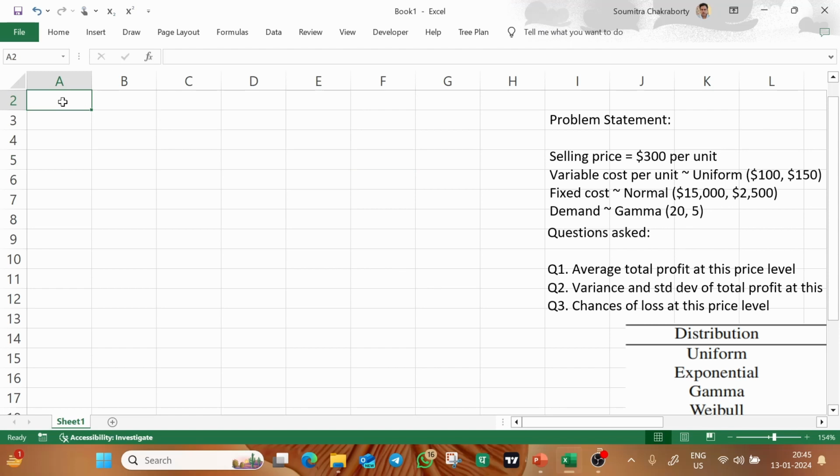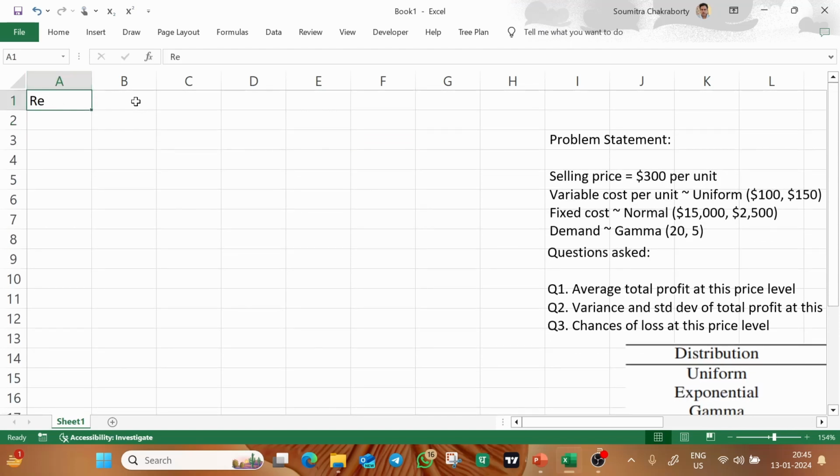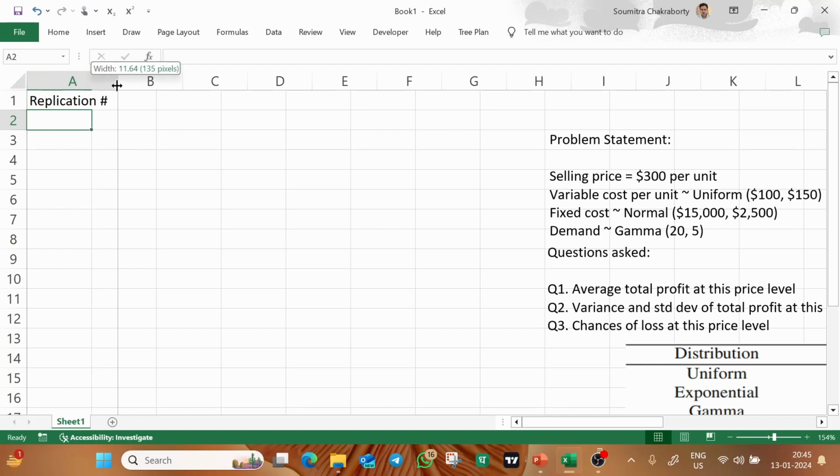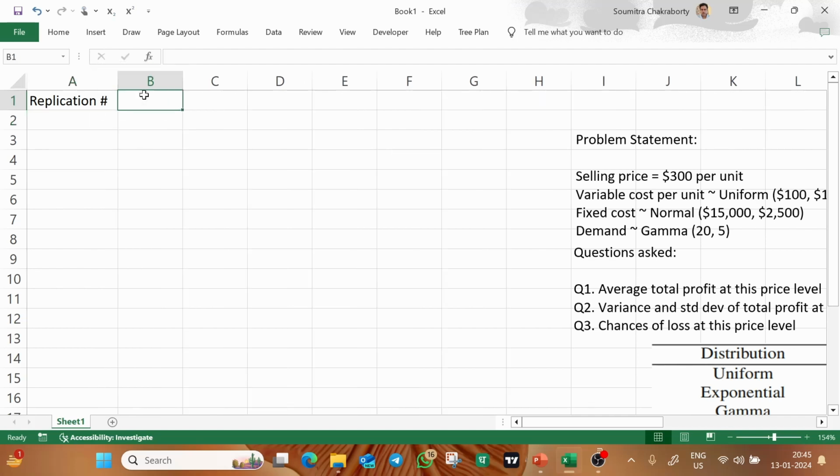From cell A1 we will start by writing replication number, that means the observation numbers, in the first column. What is the second column? Generally it is the decision variable or the controllable variable. In this case, S, the selling price. Then we will write the uncontrollable variables: V, then Q, then F, and finally we calculate TP, the total profit. You know the equation: S minus V into Q minus F.